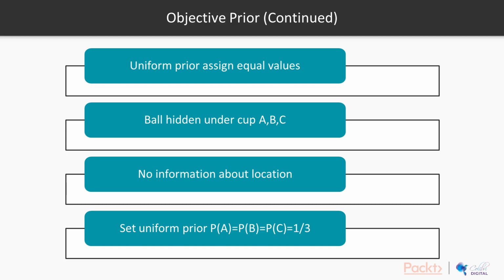More formally, we can see that the problem remains the same if we swap around the labels A, B, and C of the cups. It would therefore be odd to choose a prior for which a permutation of the labels would cause a change in our prediction about which cup the ball will be found under. The uniform prior is the only one which preserves the invariance.